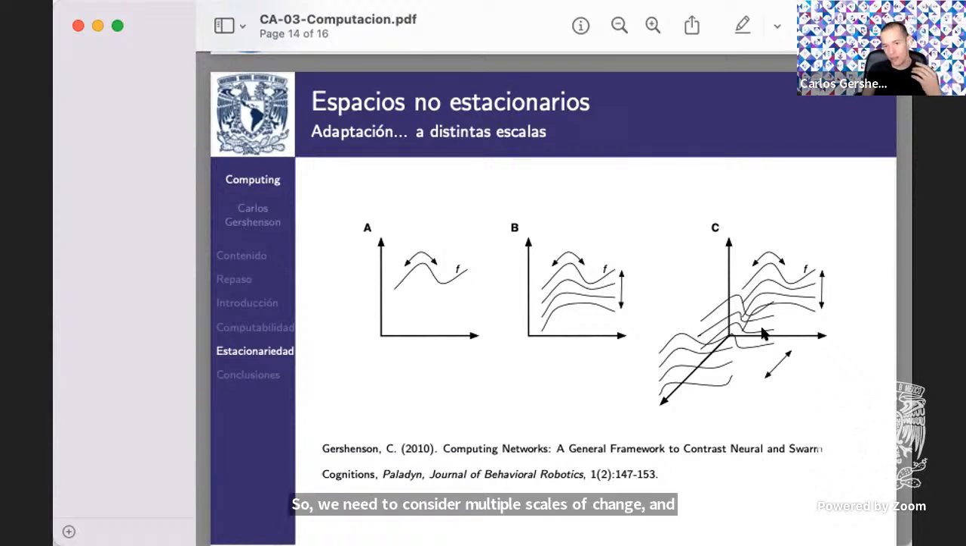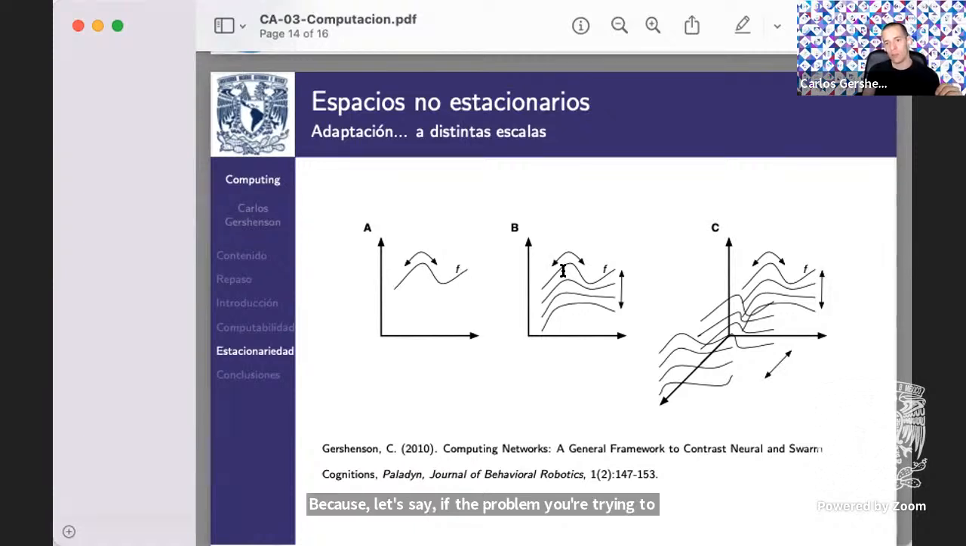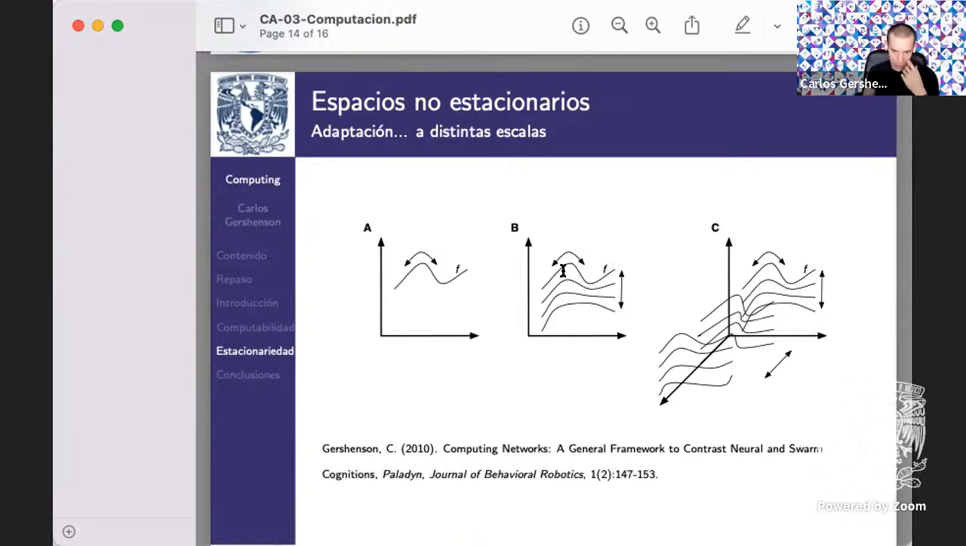And this is why we need a course like this of adaptive computing. Because if the problem you're trying to solve is changing, this means that the space is non-stationary, then your solution needs to be adaptive, because otherwise it will simply be obsolete. And it has to adapt at all the scales at which the problem changes.